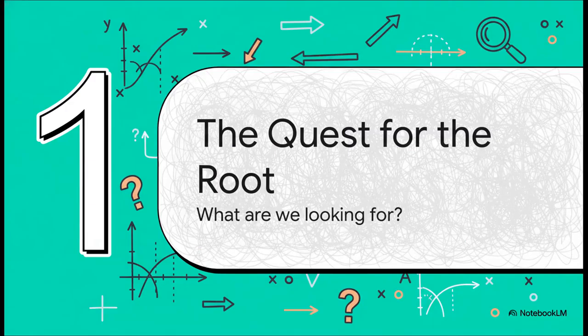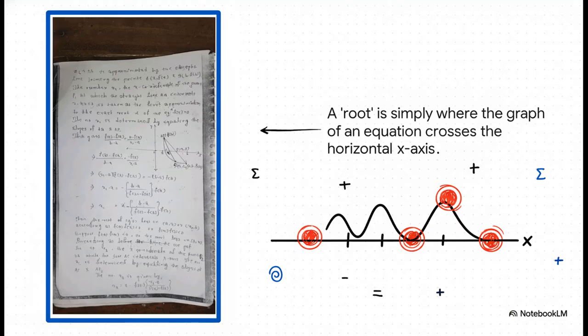All right, first things first. When we say we're solving something like f of x equals 0, what does that actually look like? What is this root thing that we're so obsessed with finding? It's actually super simple. Visually, a root is just the spot where the graph of our function crosses the horizontal x-axis. That's it. At that one exact point, the value of the function is 0. Our entire mission is to find that x-coordinate.